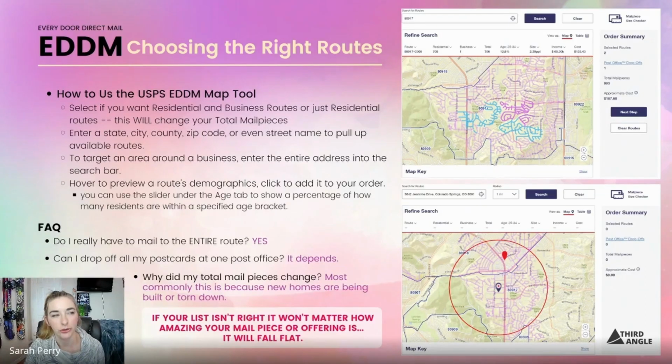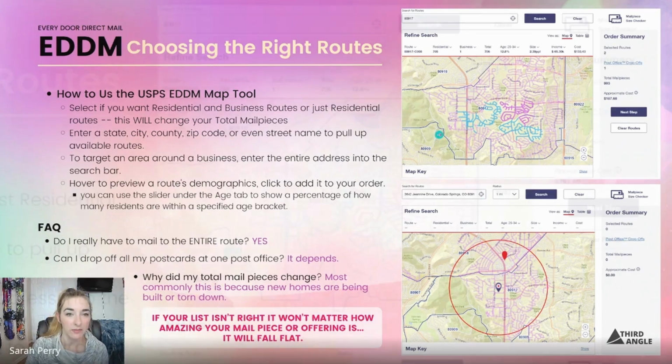Now it comes to choosing the right routes. How do you even choose your routes and know what routes you're going to? The USPS has an amazing free tool on their website, and it's EDDM.USPS.com is where you can go to it. It looks exactly like these two screenshots here, depending on what you've put in.